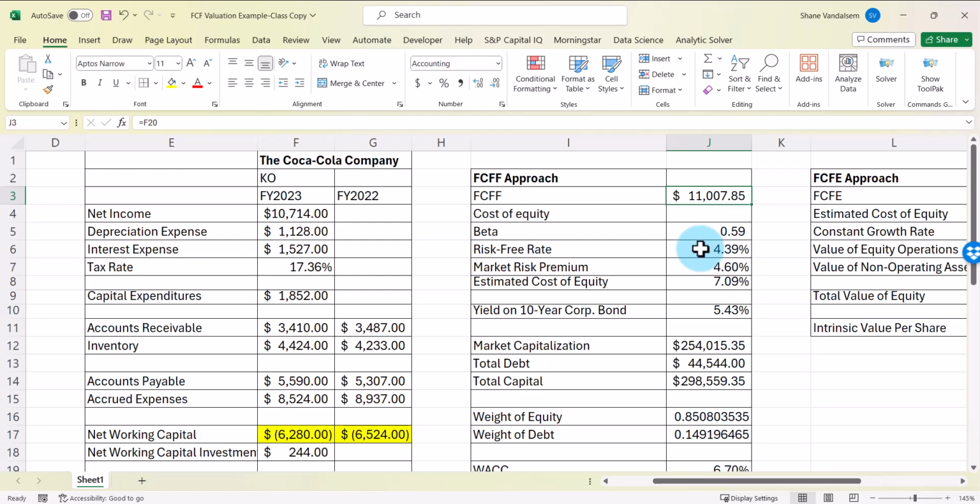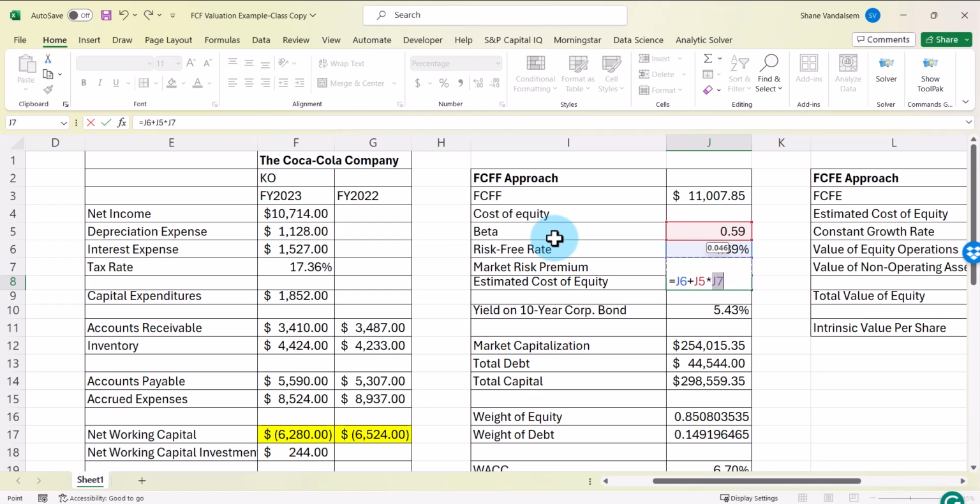Well, not for the company. This is the risk-free rate. It's the yield, currently, on the 10-year U.S. Treasury. The market risk premium is currently 4.6%. And so our estimated cost of equity is equal to our risk-free rate plus our beta multiplied by our market risk or our equity risk premium. And that gives us an estimated cost of equity of 7.09%.